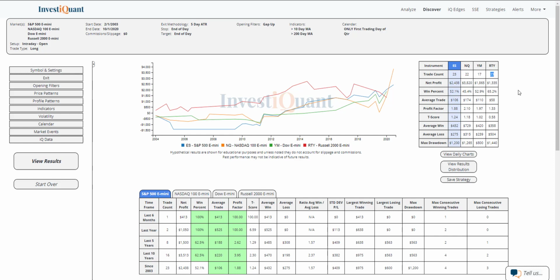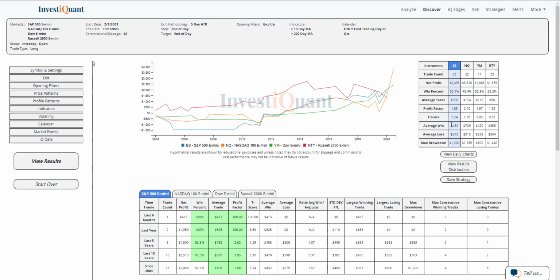Looking at the win rates on each of these, the S&P 52% win rate, so nothing that's really strong there in either direction. The NASDAQ a little bit weaker at 45%, YM pretty similar to the S&P at 52%, and then Russell 65%. So Russell stronger than the other instruments.